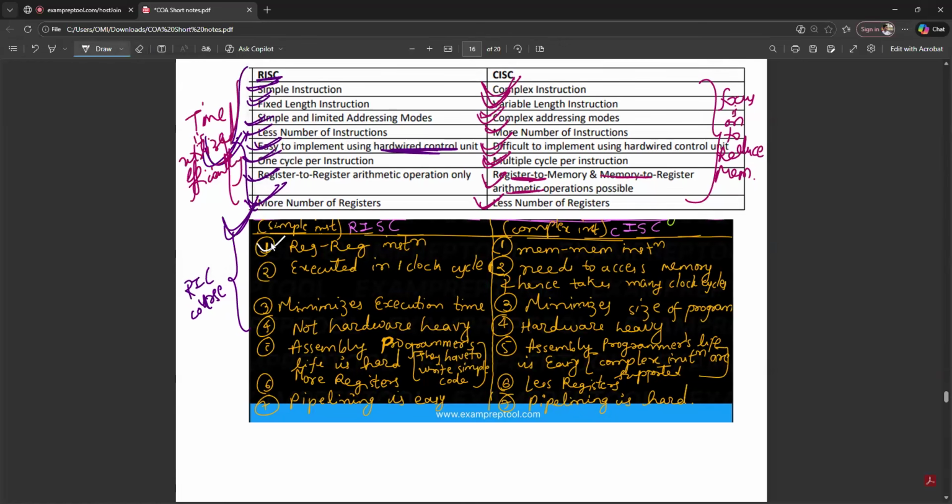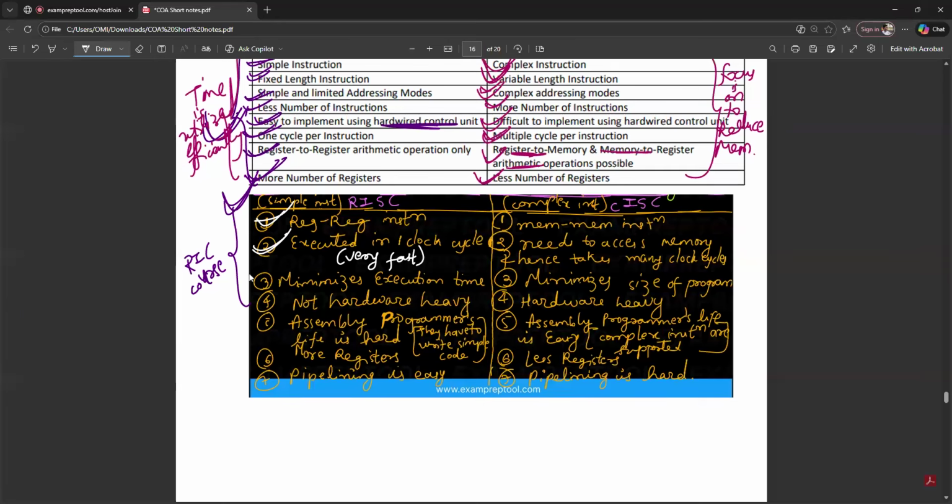See, in RISC register to register is executed in one clock cycle, very fast, right? Then it minimizes the execution time. It is not hardware heavy, it is easy, right? Assembly programmer life is hard because they have to write simple code, they don't have complex things, so they have to see many things. Here pipelining is easy.